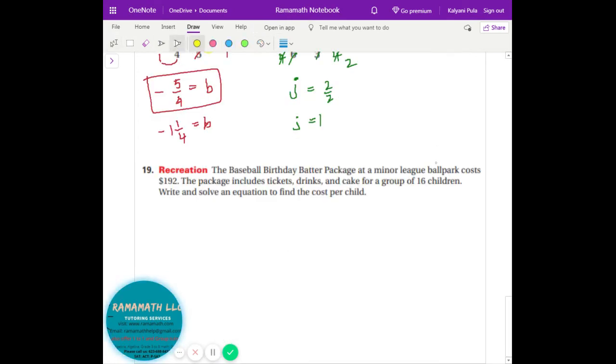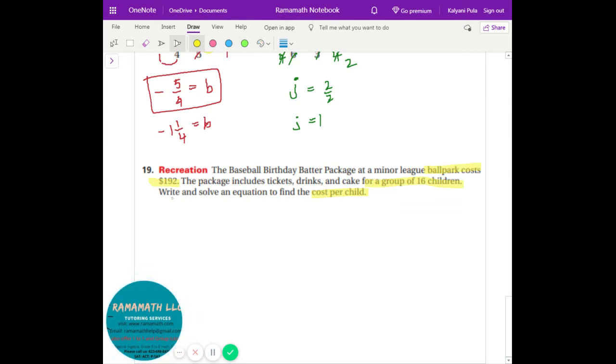In this question, the total cost is $192, but there is a group of 16 kids. And then we're finding the cost for the one kid. Per child means one kid. So obviously, 192 divided by 16, you'll get the answer. But that's not the point.